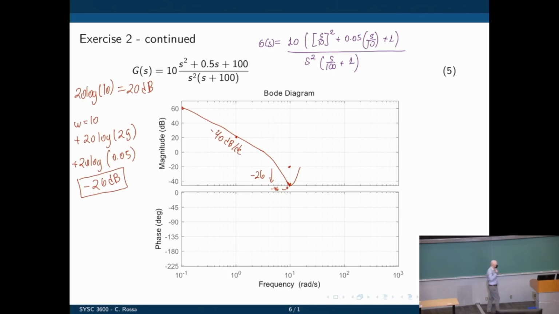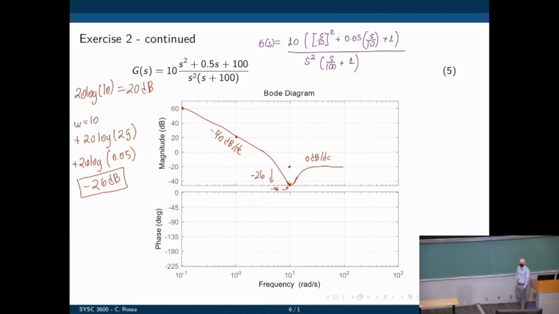The 0 at the complex 0 adds positive 40 decibels per decade, which means that now the slope that was negative 40 will become 0, and we are going back to negative 20. So we should see a flat line like that, 0 decibels per decade.